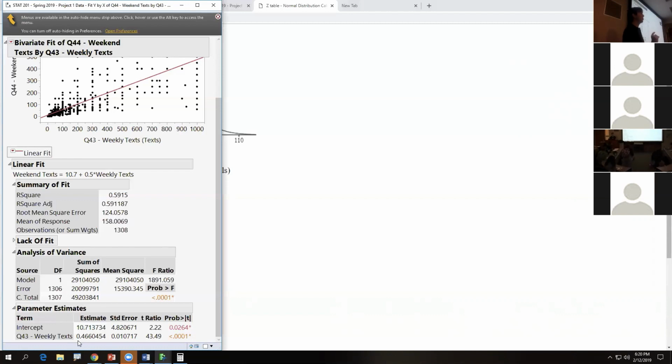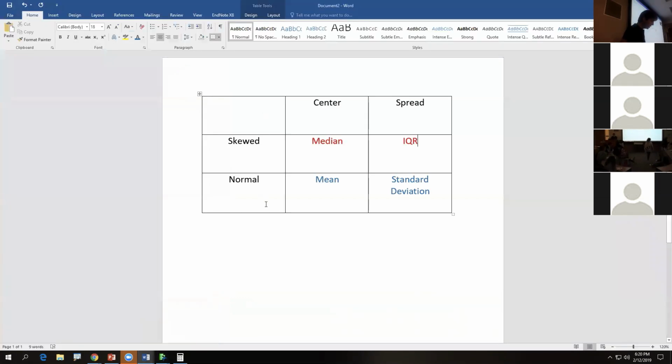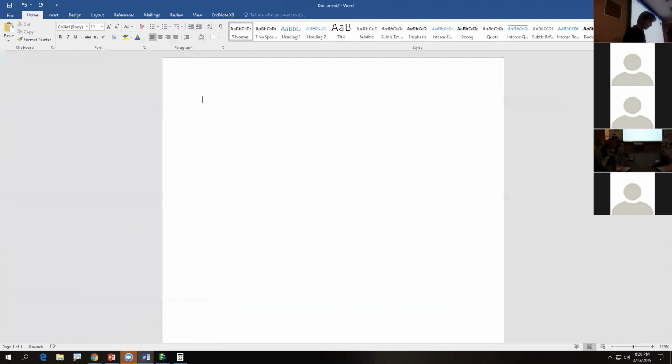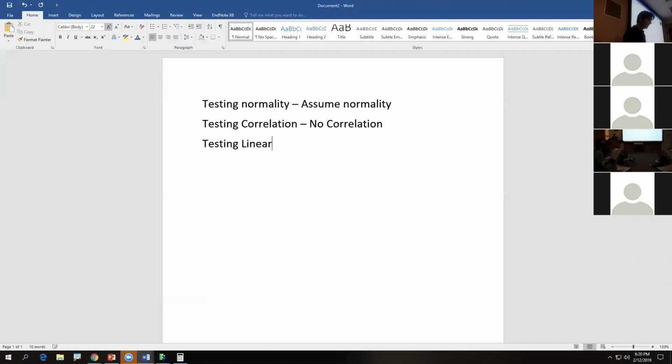So here's the quick shorthand. Who wants the quick shorthand on how to handle all these p-values? Yes. The quick shorthand, let's write it down, a cheat sheet so we can know how to handle them. So the cheat sheet for handling the following is if we're testing for normality, we will assume what? So let's write testing normality, assume normality. And we won't even mention null here. Testing correlation, no correlation. Testing linearity, no linear relationship.